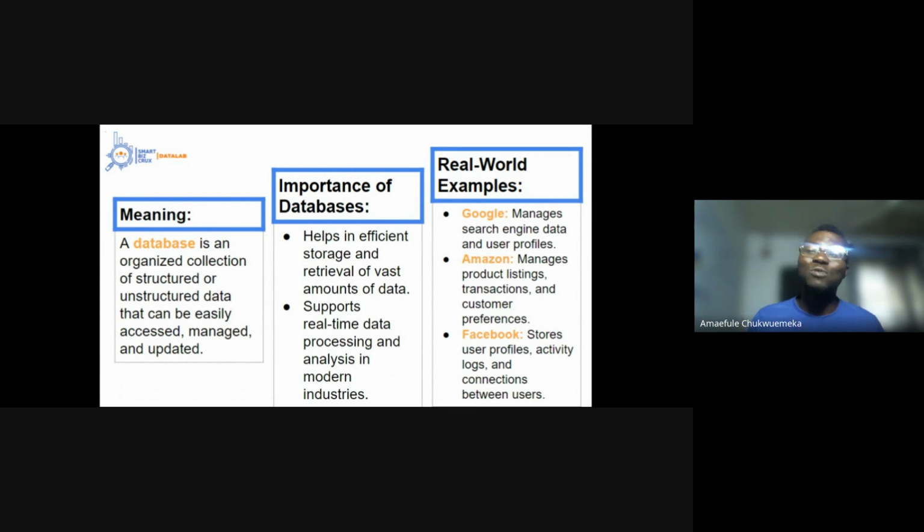Let's talk about some real-world examples. In Google, this data comes from the search engine. The search engine is the interface where the data is collected, and while we search on the search engine, the data is extracted from the database and popped up to the users.